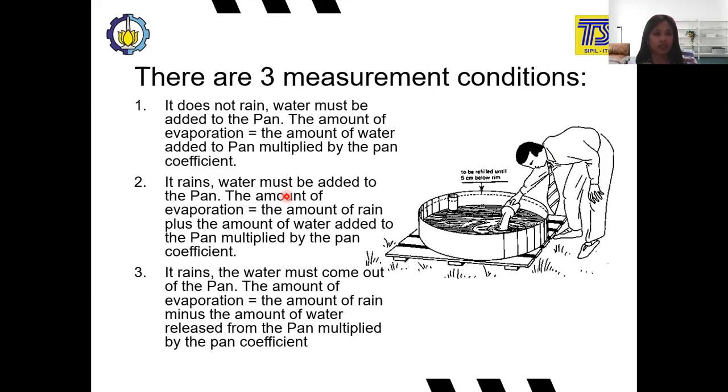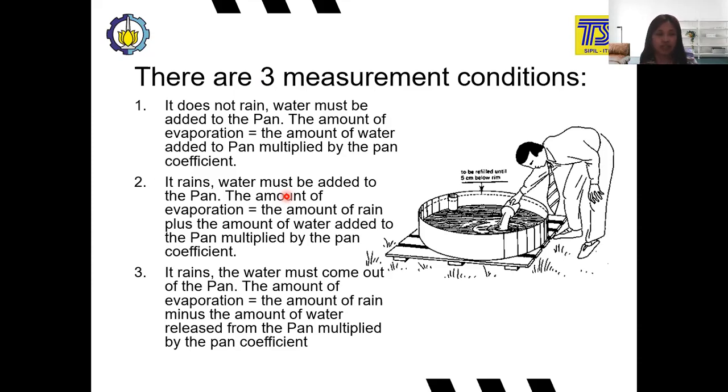If it rains and water must still be added to the pan, we can also calculate the evaporation based on the amount of rain plus the amount of water added to the pan, multiplied by the pan coefficient.